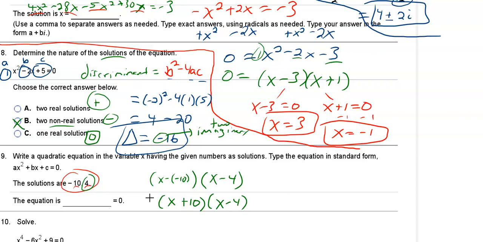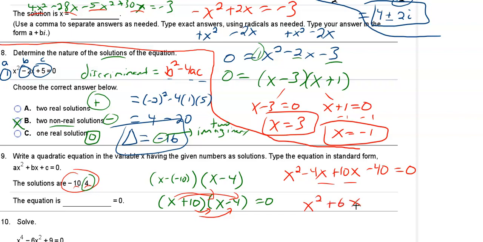So there's your factors. And to make it an equation, you set it equal to 0. And then you multiply these together by foiling, right? So you're going to FOIL this out. So you do first, outer, inner, last, right? And so you'll get x times x, which is x squared. X times -4 is -4x. 10 times x is positive 10x. 10 times -4 is -40. It's still equal to 0. Combine these like terms together, you get x squared plus 6x minus 40 equals 0.